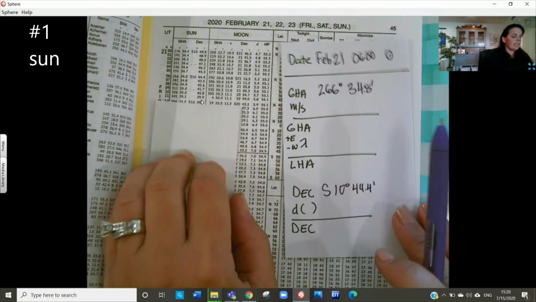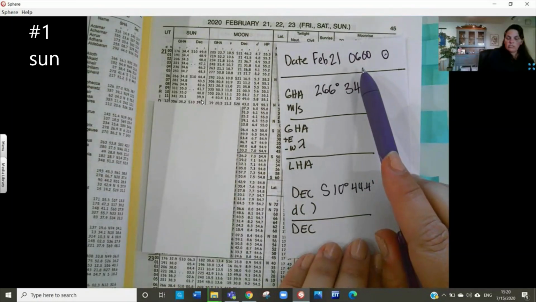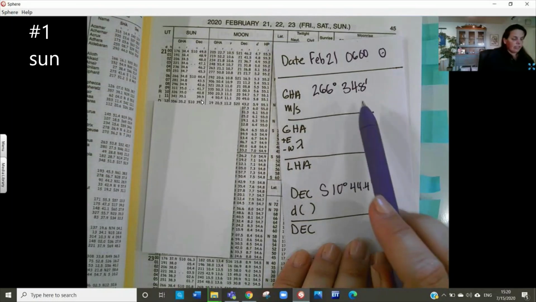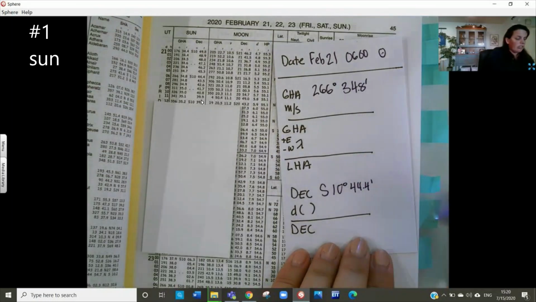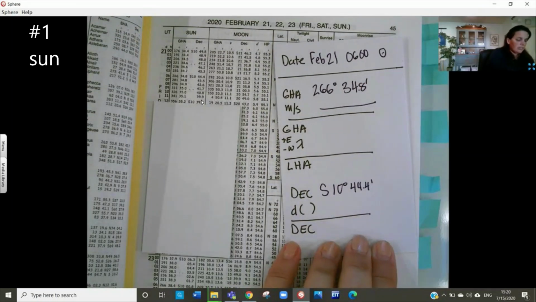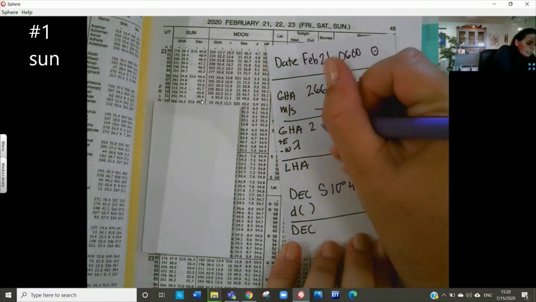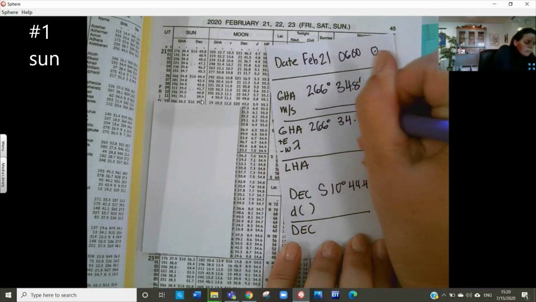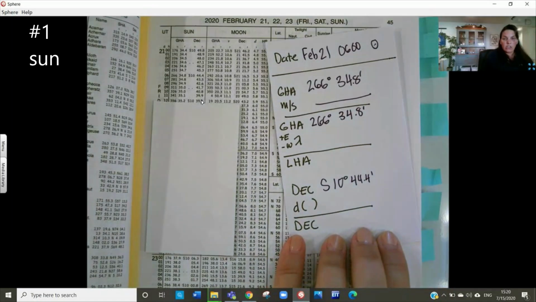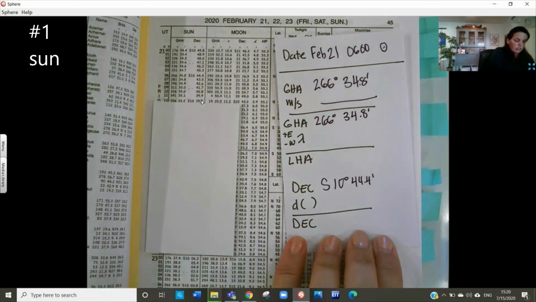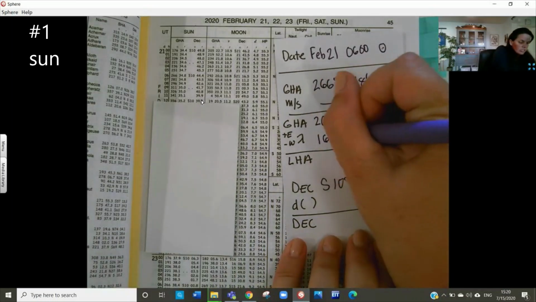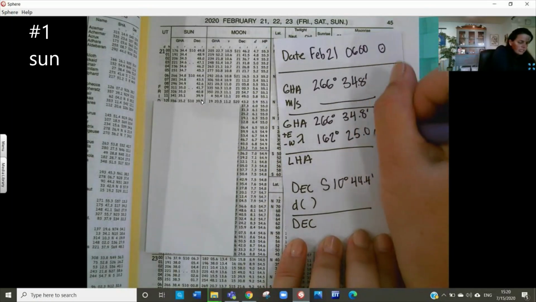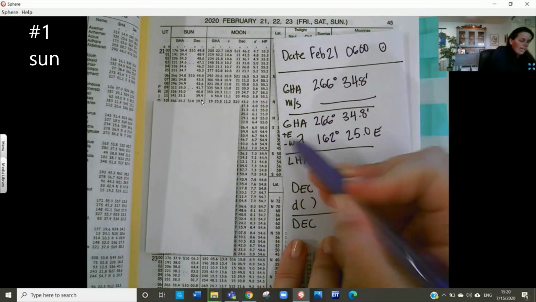Now in this case, our time is on the top of the hour, and we have no additional minutes and seconds. It's 0600 even. So our GHA is the same. And we have a DR longitude. So our DR longitude is 162 degrees 25.0 east. Because it's east, we're going to be adding.